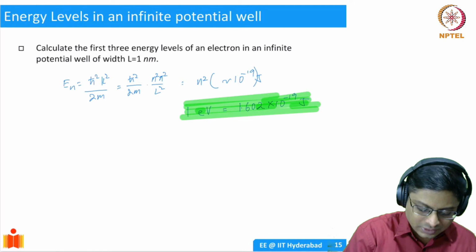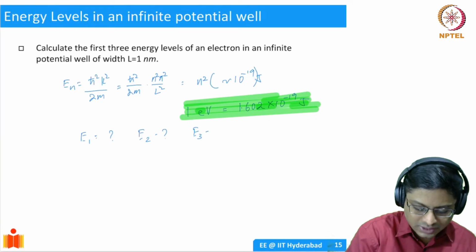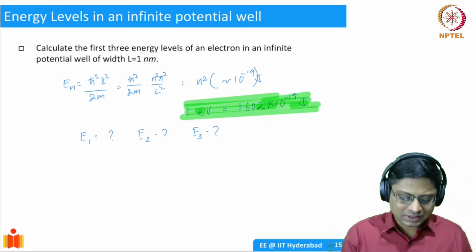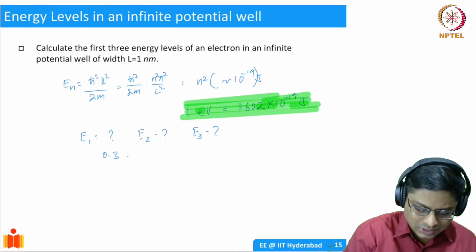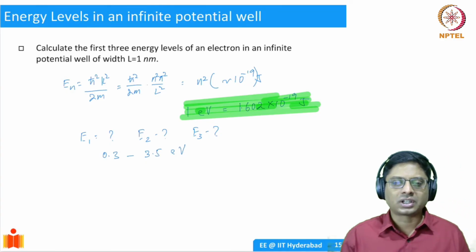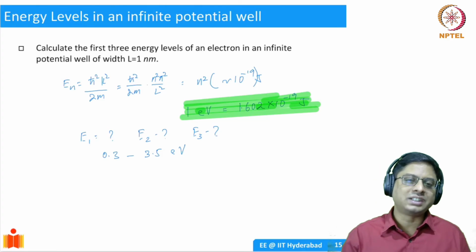If you do this calculation, you'll get this. Please try to do it yourself. E1 equal to how much? E2 equal to how much? E3 equal to how much? I think this would turn out to be something in the range of, I'm not very sure, but something like 0.3 to 3.5 or so. In that range, you will get some numbers. So please try it out and verify that you're getting the correct orders of magnitude. These are the typical numbers.